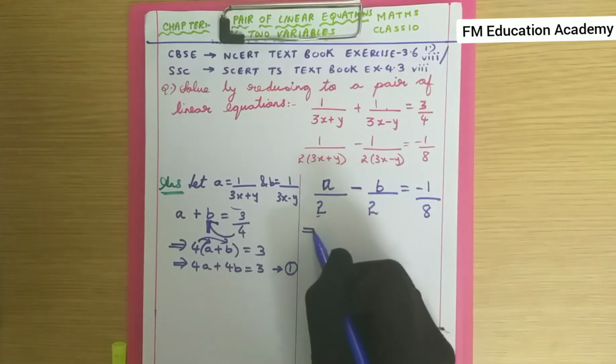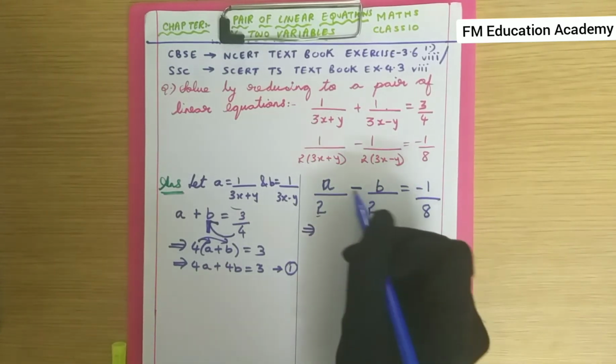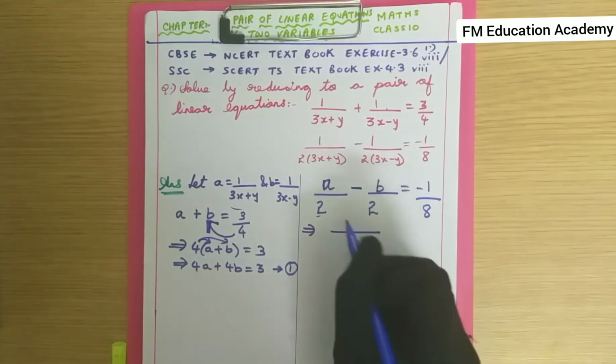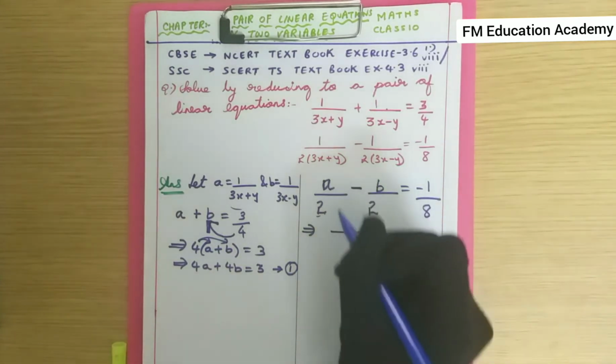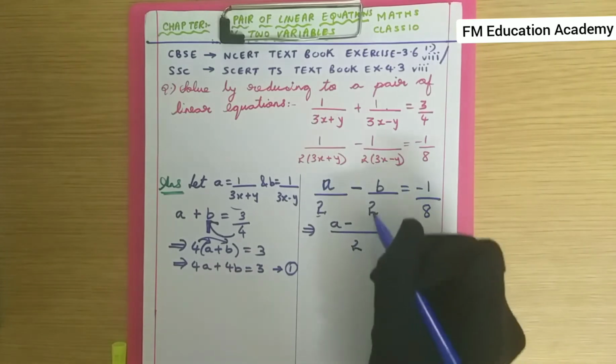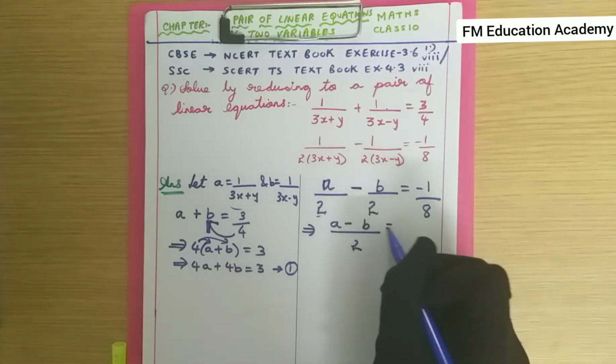Now how to solve these equations? I know whenever in fractions I have minus or plus, I can take out LCM. How to take out LCM? LCM of 2 and 2 is 2. 2 divided by 2 is 1. 1 into a is a. Minus 2 divided by 2 is 1. 1 into b is b is equal to minus 1 by 8.